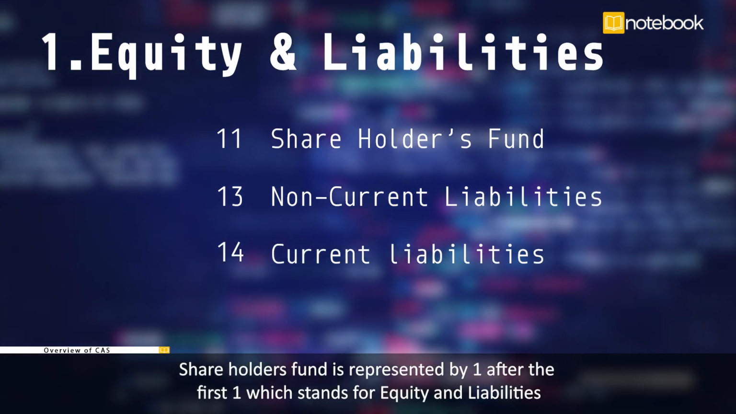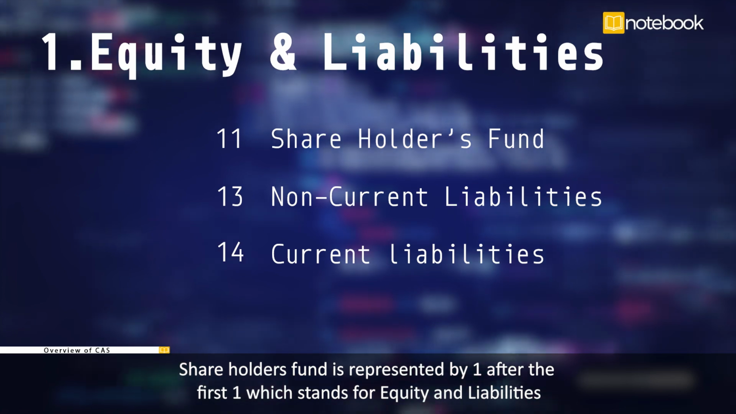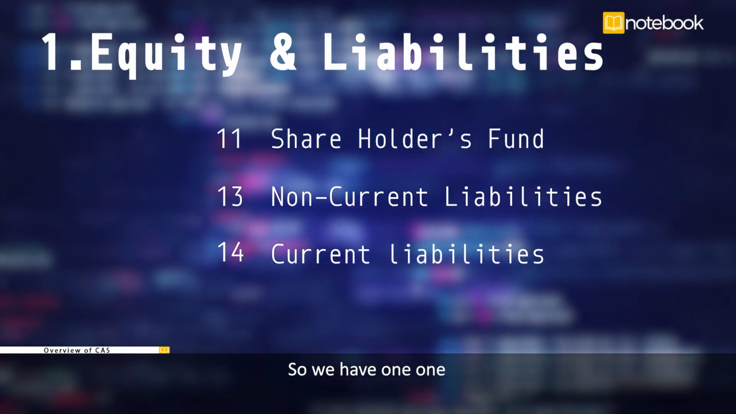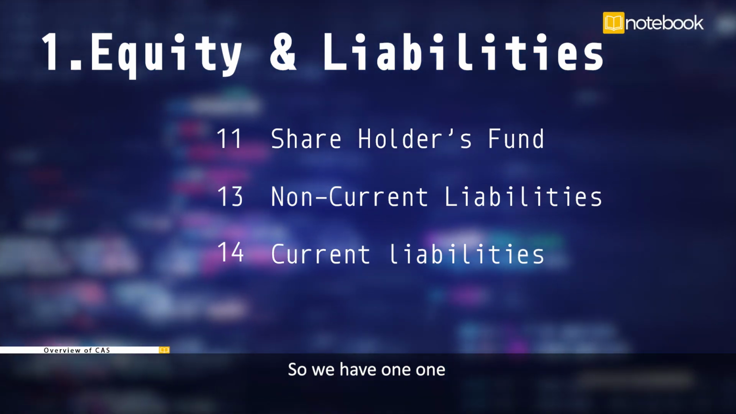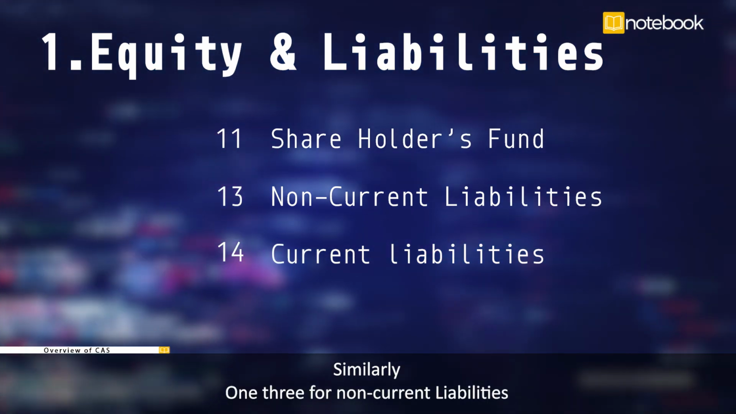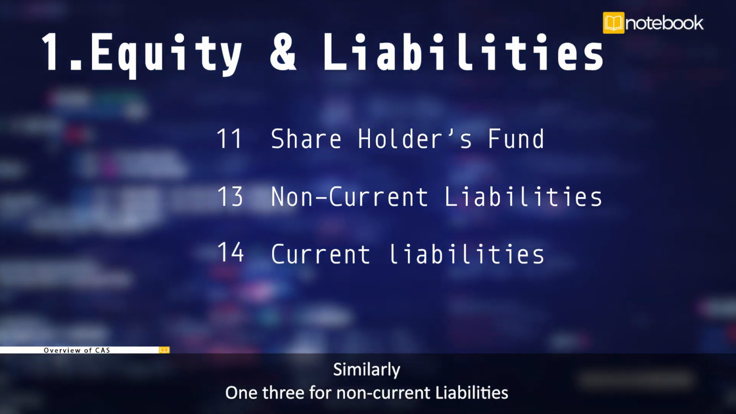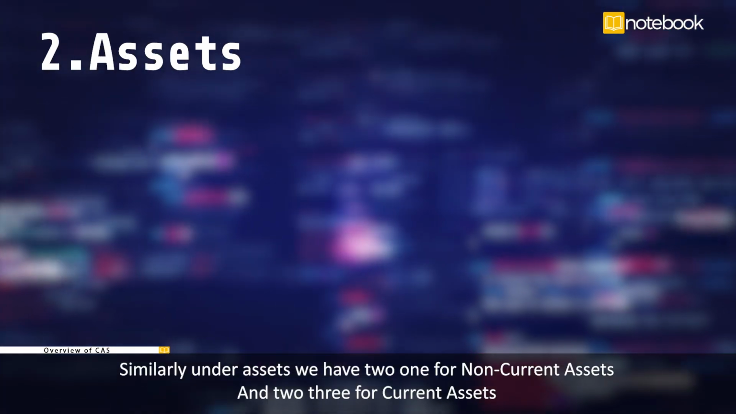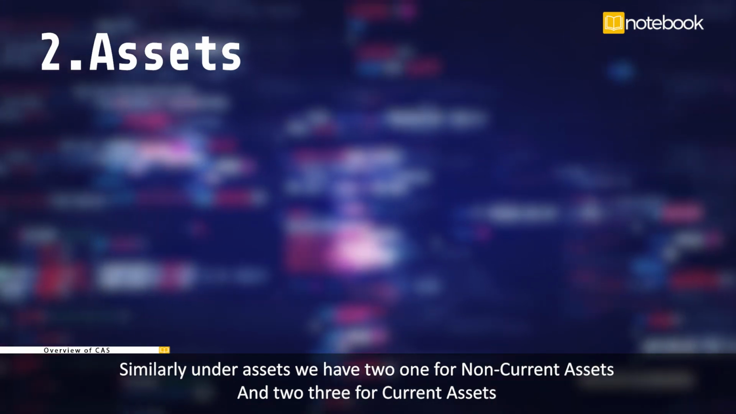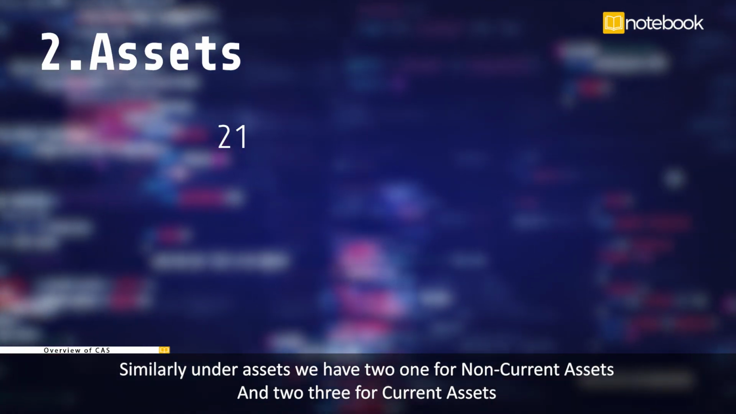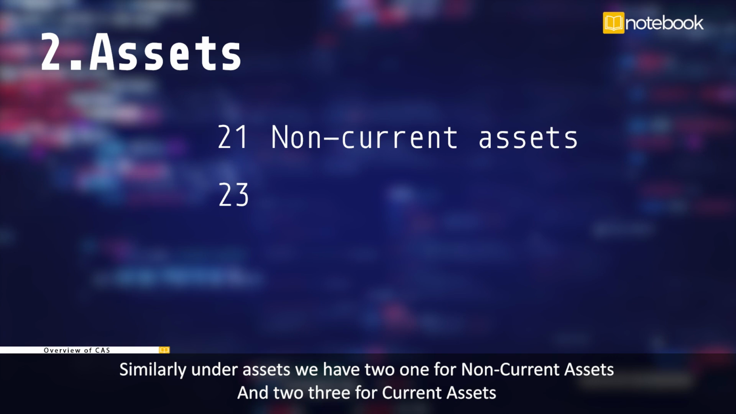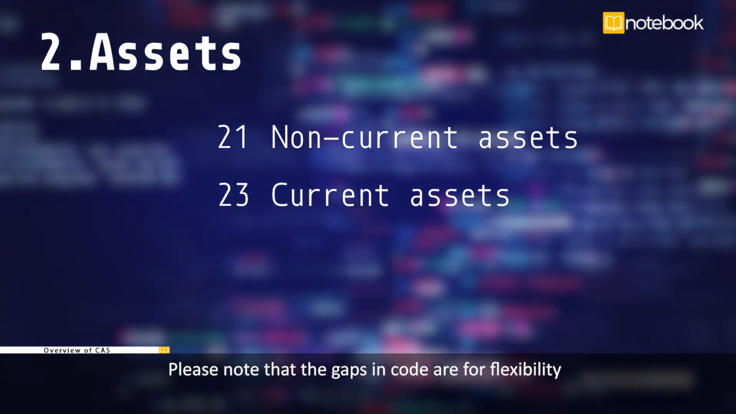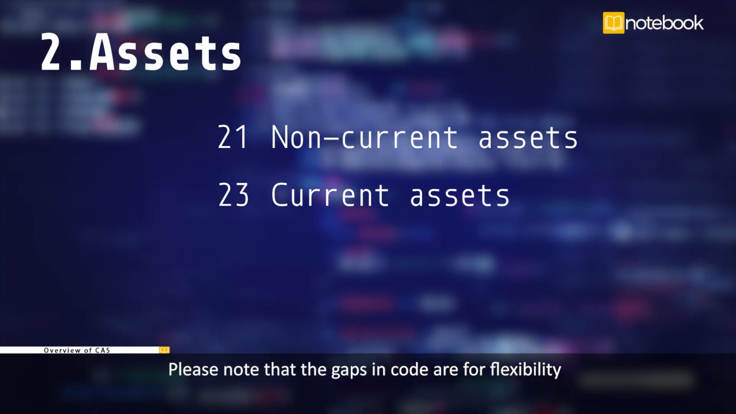Now, under equity and liabilities, we have shareholders' funds, non-current liabilities, current liabilities. Shareholders' fund is represented by 1 after the first one, which stands for equity and liabilities. So we have 1 1. Similarly, 1 3 for non-current liabilities, 1 4 for current liabilities. Likewise, under assets, we have 2 1 for non-current assets and 2 3 for current assets. Please note that the gaps in code are for flexibility.